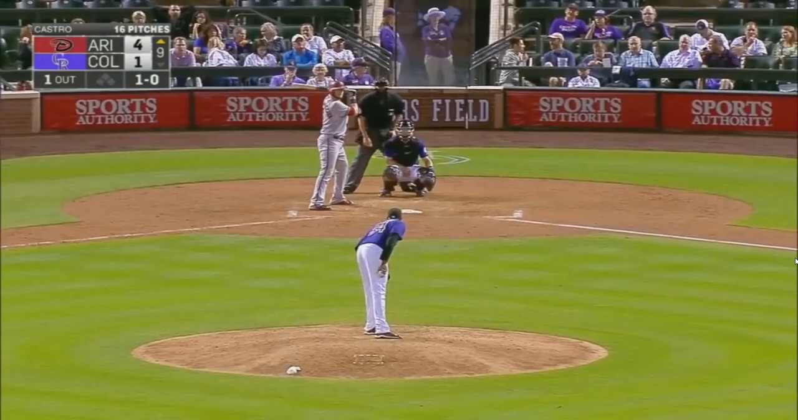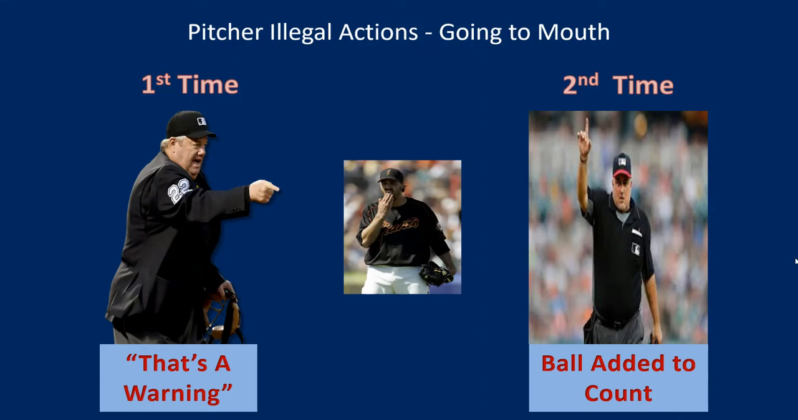So in that situation, the umpire pointed and then signaled that he had added a ball to the count. This pitcher had already been given a warning, and because it was the second infraction, the plate umpire added a ball to the count. So when the pitcher goes to their mouth on the rubber, the first time you'll issue a warning, and the second time you will add a ball to the count. That's when the pitcher goes to their mouth on the rubber or mound.